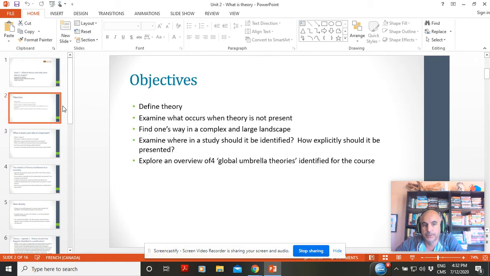That's absolutely your choice. So objectives for this session, we're going to try and define theory, examine what occurs when theory is not present. We're going to try and find one's way through complex and large landscapes, give you some tips, and we can examine where in the study a theory should be identified or explicitly present. And we will also explore four what I call umbrella theories. So we're going to start giving you a compass by looking at the very large, wide scope theories that we find across sectors. And then we'll do more of a recap during the collab session at 4:30.